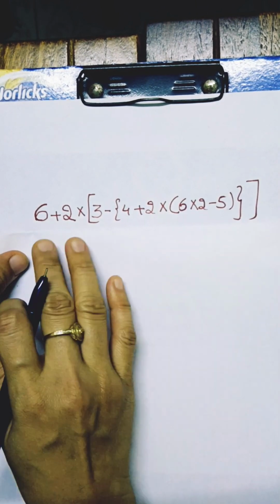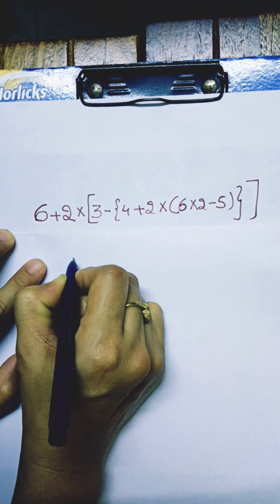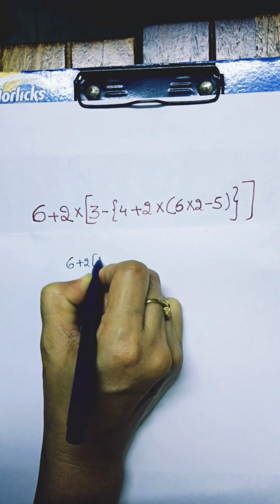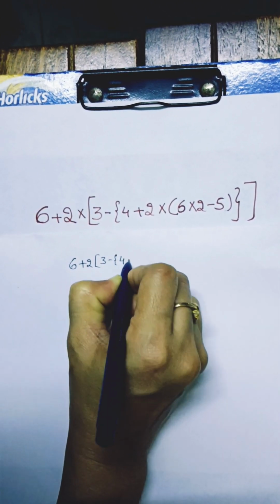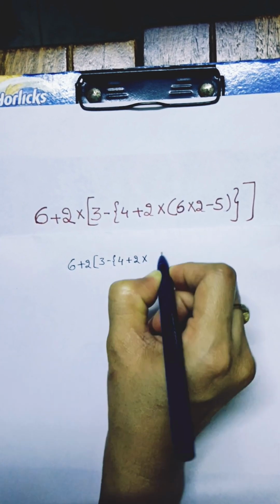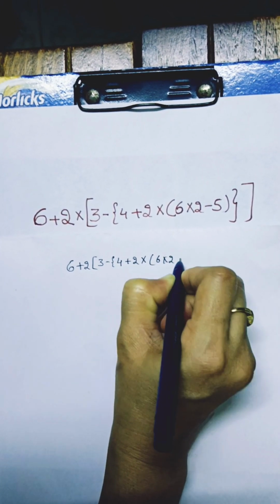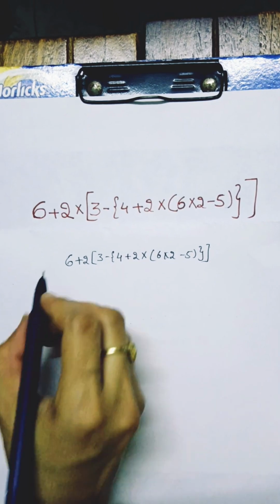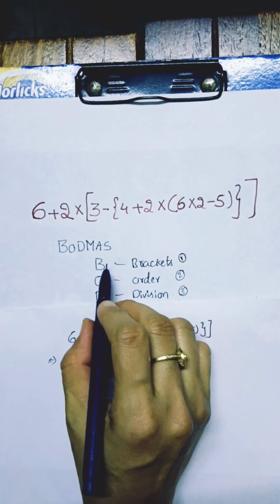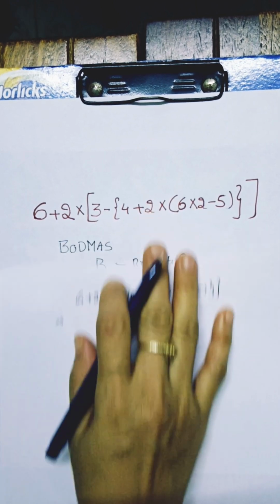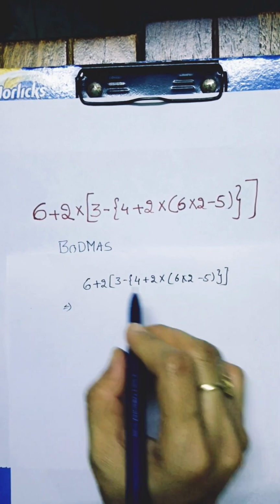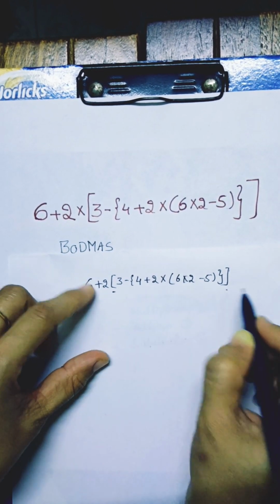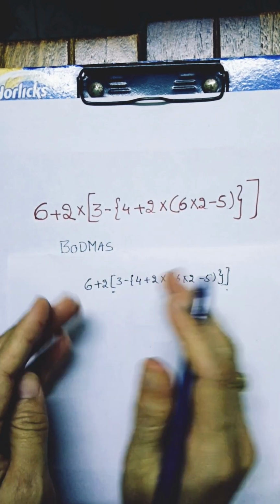So what is our question? Our question is 6 plus 2 bracket 3 minus of 4 plus 2 multiplied by 6 multiplied 2 minus 5, bracket close. Okay, this is our question. So according to BODMAS, we need to go for the bracket first. Look at here, this is the entire bracket. Starting from here to here, the bracket is given. So we need to go for the bracket first.